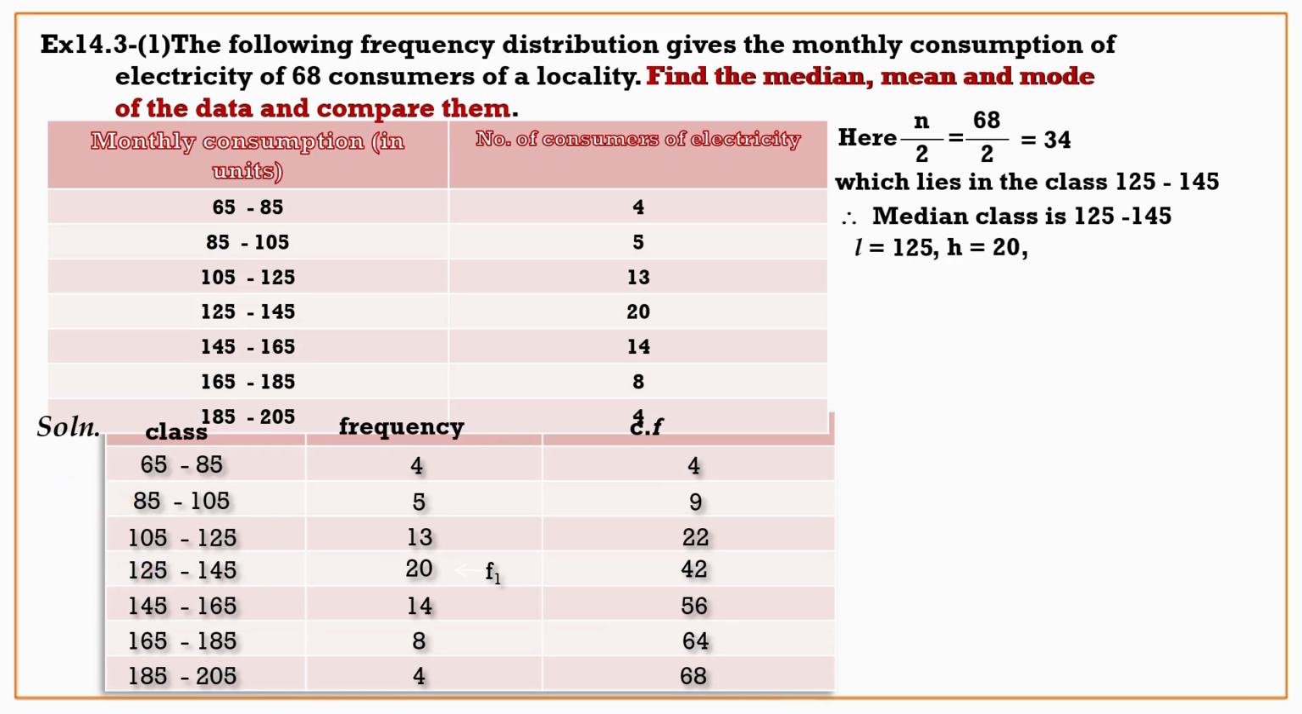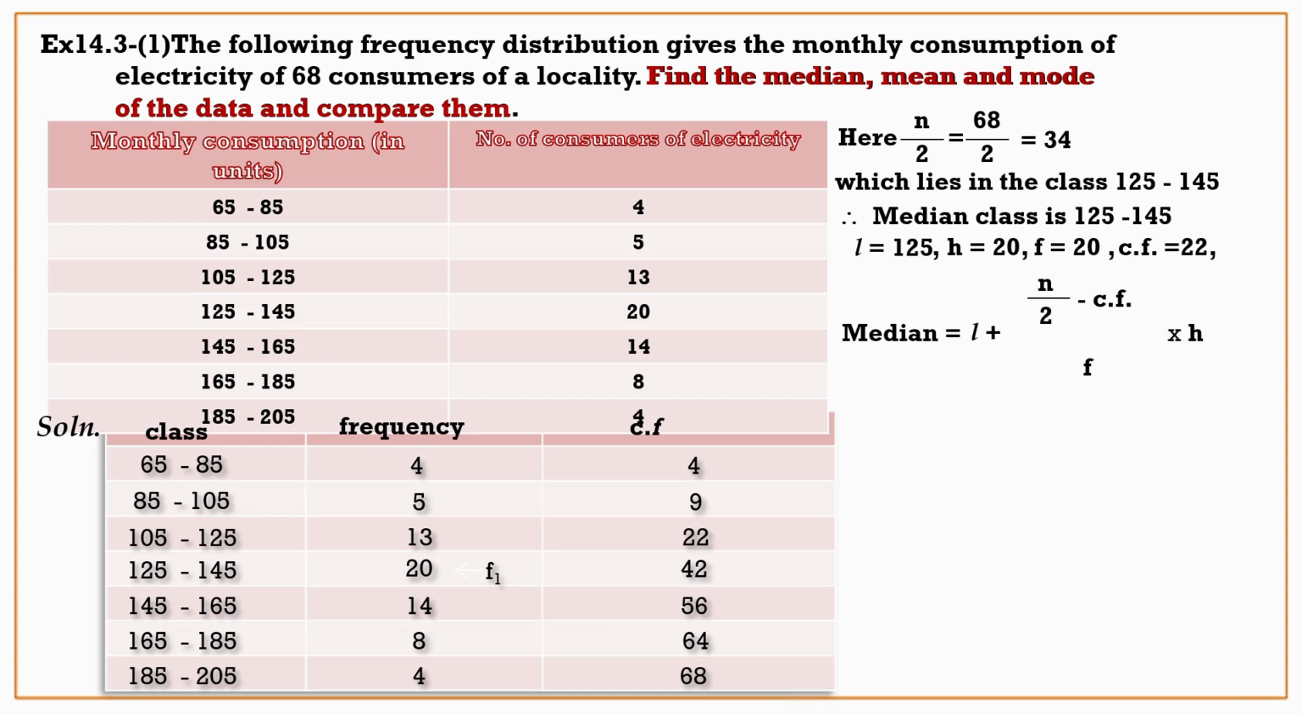So what will be the L? L is the lower limit of the median class, that is 125. Now we need to find H. H is the difference between the lower limits of two subsequent class intervals. So 85 minus 65, that is 20 over here. Now F is 20. That is not F1, that will be F, because normally F1 will be used in the mode, not F over here. And then CF will be the preceding cumulative frequency of the median class. So that is 22 over here.